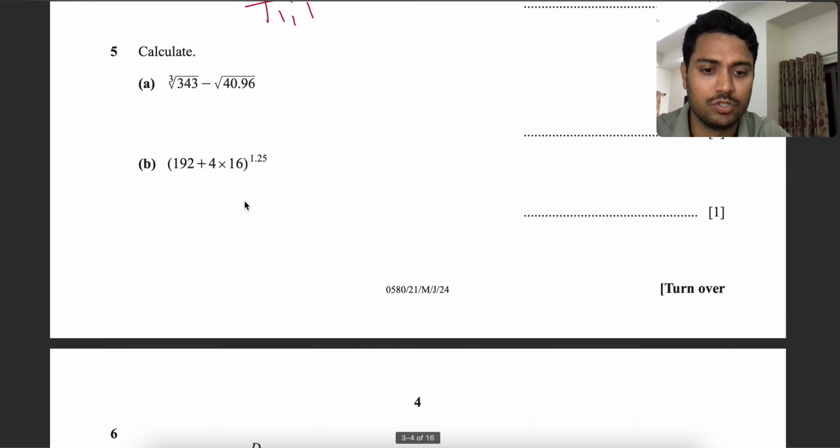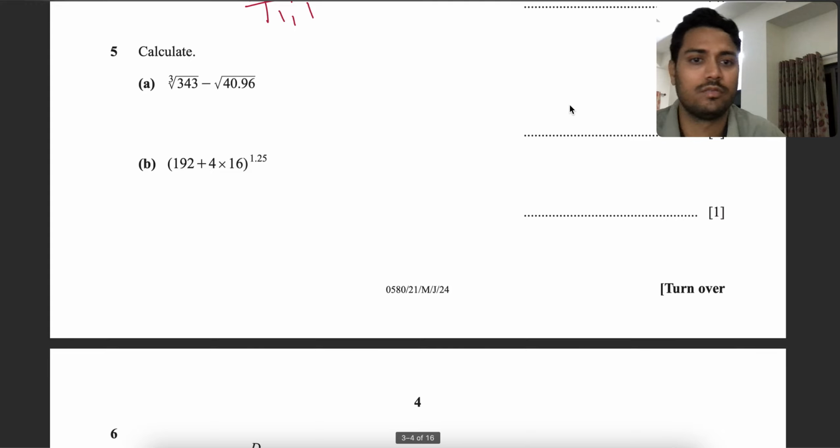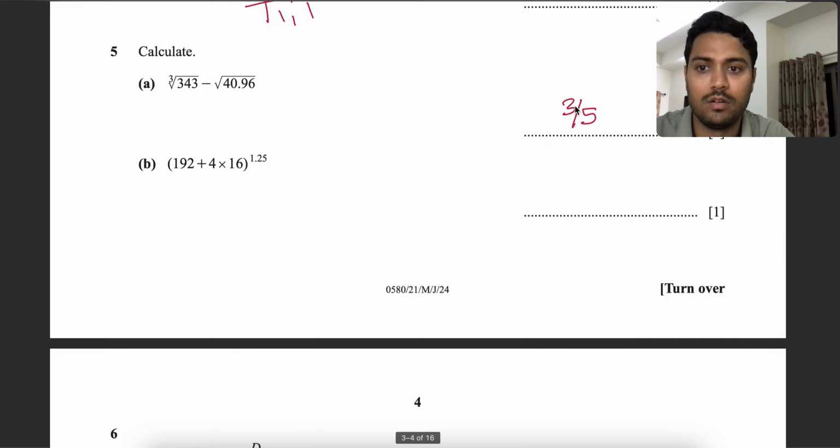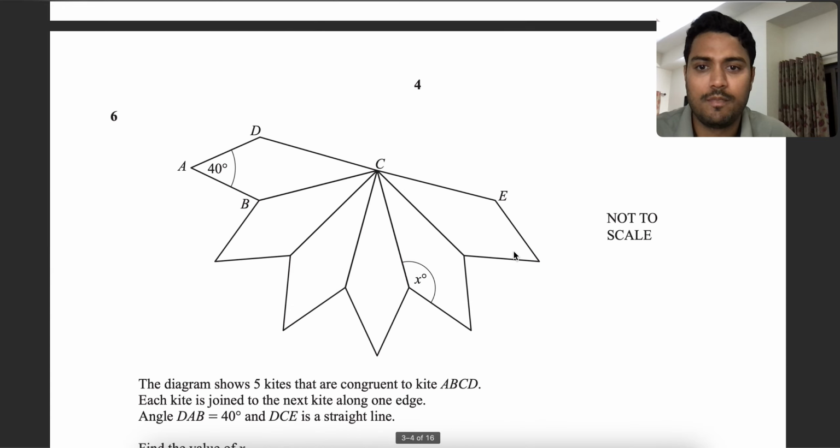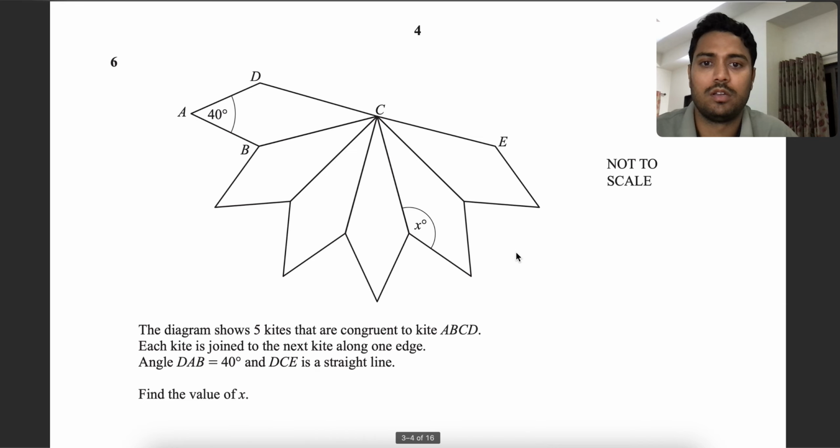So shift cube root of 343 minus square root of 40.96, and the answer is 3 by 5. Next question, 192 plus 4 multiplied by 16 raised to 1.25, and the answer is 1024. 1024. Simple. Question number 6, not to scale.